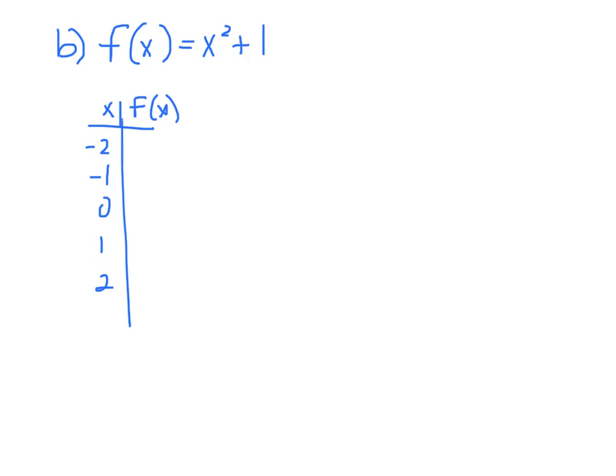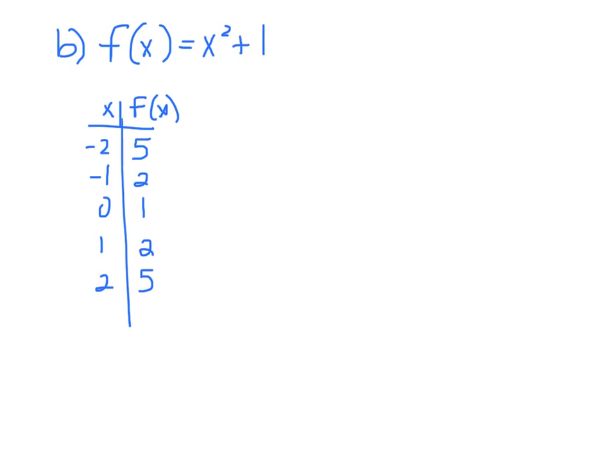If you plug these in, let's start with -2. -2 squared is 4. 4 plus 1 is 5. -1 squared is 1, plus 1 is 2. And if you continue this on, we would get our other points.